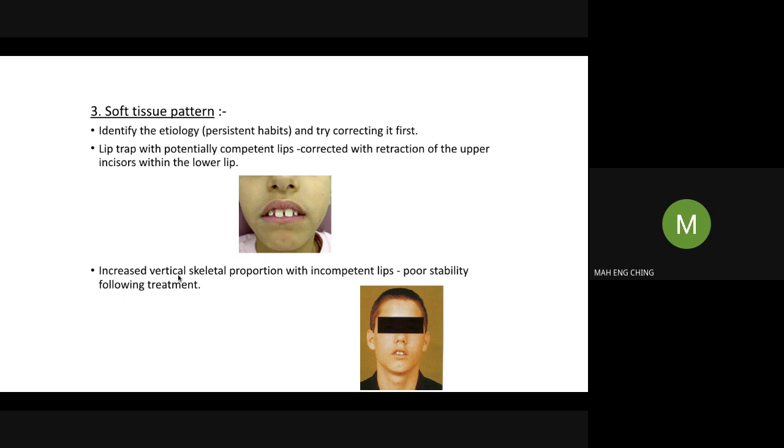Increased vertical skeletal proportions with incompetent lips are considered to have poor stability following treatment. So imagine this patient has a long face, and cannot achieve lip competency. Then for this kind of patient, even if you bring the upper incisor backward, because the lower lip cannot cover the upper incisor, this may not be stable. Even though you bring the upper incisor back, that's due to the lip not being competent. So this kind of patient may not be stable.